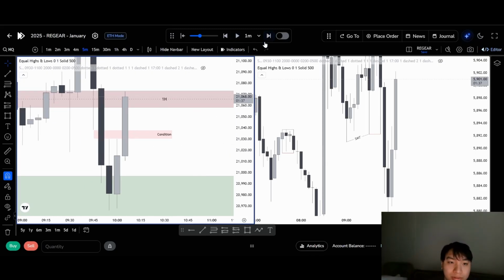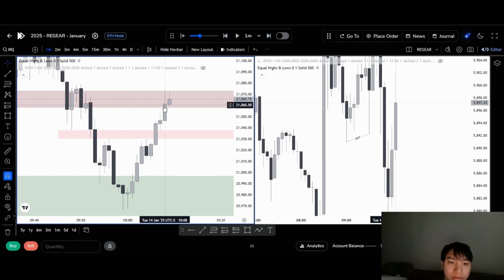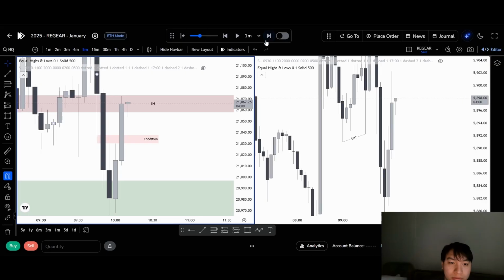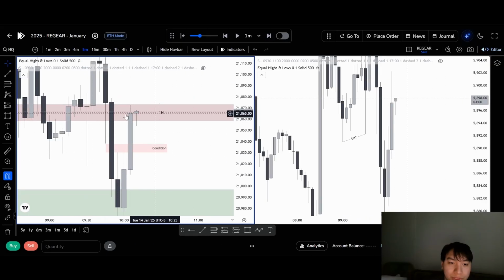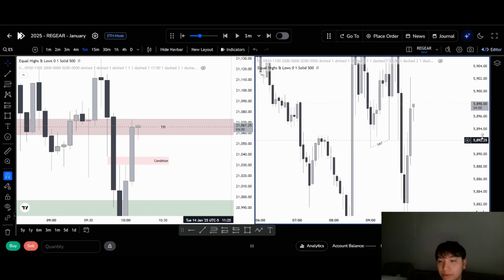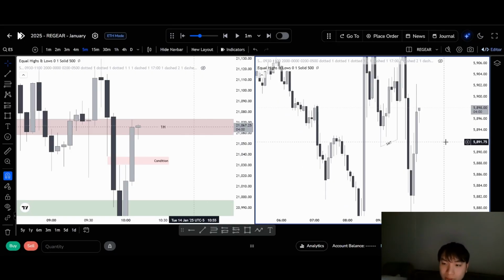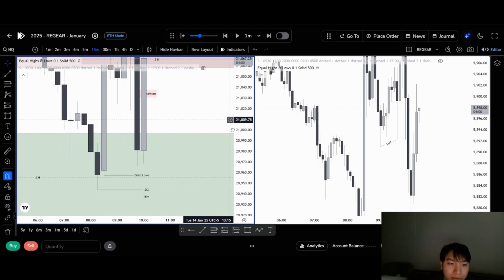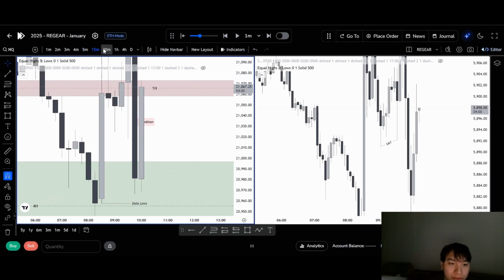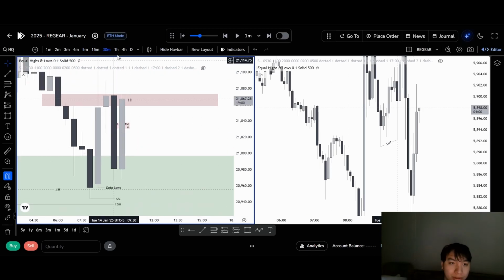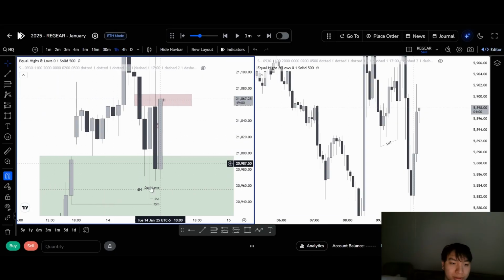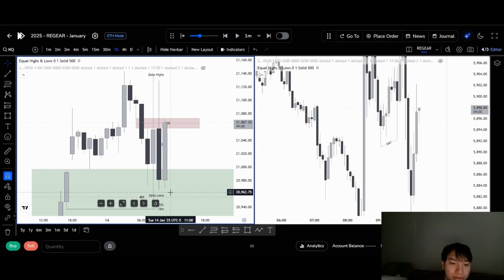Honestly, I think it'd be faster if we just did this. We rejected, or sorry, we invalidated this gap. Both pairs. We end up invalidating 15, 30. We're still respecting the hourly. So we're still respecting the hourly.